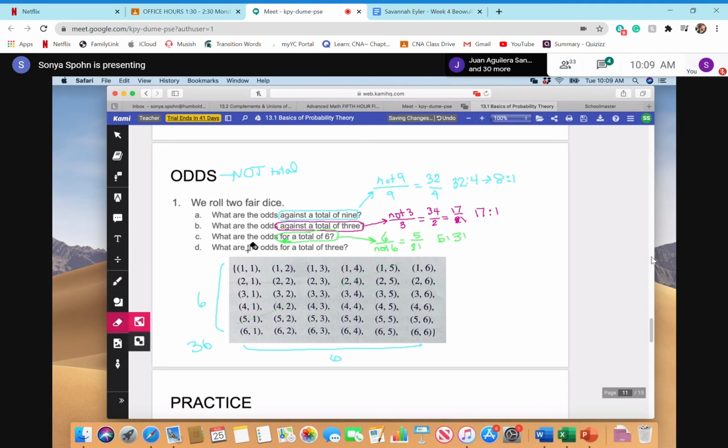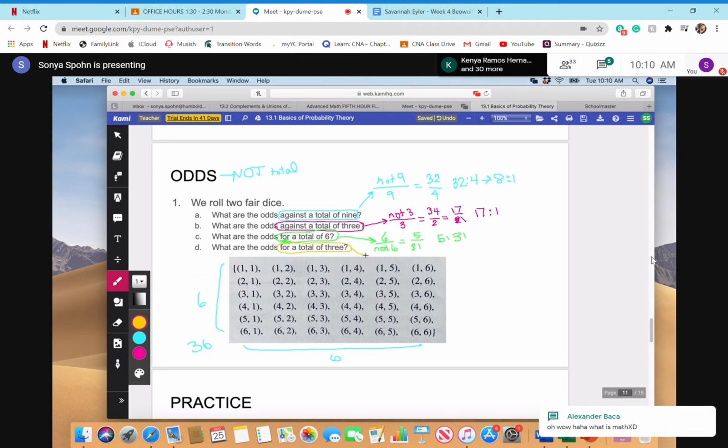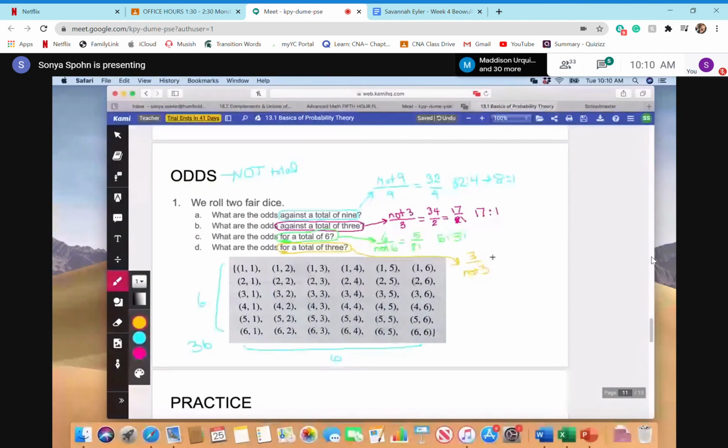And then the last one, what are the odds for a total of 3? So for a total of 3, since it says odds, we want to do the 3's over the not 3's. You can go back to your chart or just remember that up here we did not 3 over 3. So all I have to do is flip those around. 2 of them were 3. 34 of them were not 3's. 2 over 34 simplifies to 1 over 17. And so when we write the odds, we're going to write 1 to 17.